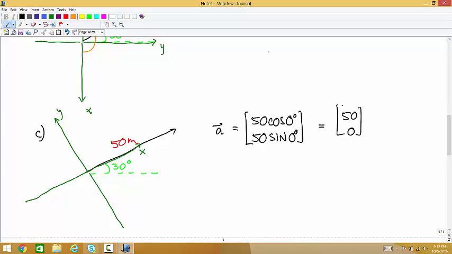And so what are the coordinates of a point that's 50 meters along the positive x-axis? It's just positive 50, 0. And so that's the sort of simpler way to think about it. Any vector that's lying along the positive x-axis is just the length for x and then 0 for y. If it's lying along the positive y-axis, like if we put the y-axis this way, it would just be 0, 50.